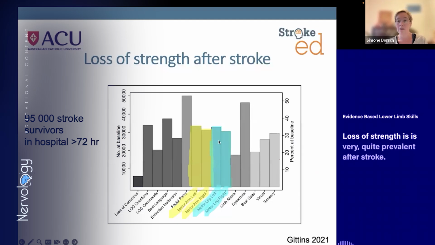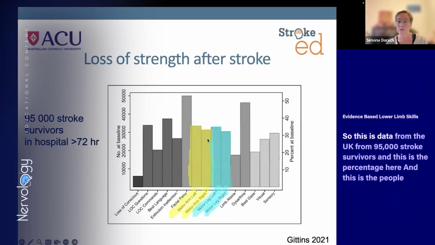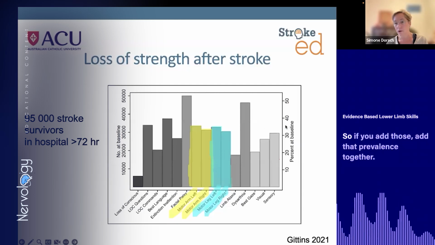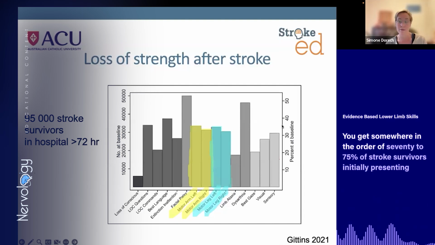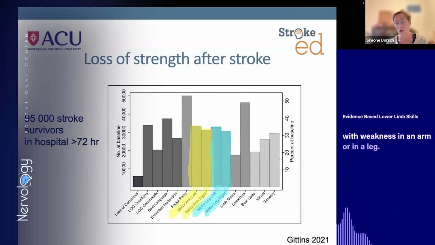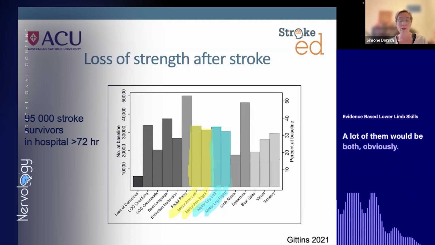Loss of strength is quite prevalent after stroke. This is data from the UK from 95,000 stroke survivors. This is the percentage of people presenting with weakness in their arm or in their leg, left or right. If you add that prevalence together, you get somewhere in the order of 70 to 75% of stroke survivors initially presenting with weakness in an arm or a leg, and a lot of them would be both, obviously.